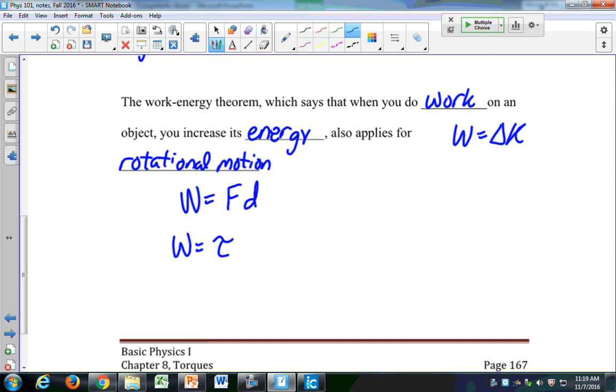Work will equal torque times the angular displacement. So if I apply a torque over a certain angle, then that will give me my work in a rotational sense. And then this work will cause a change in energy. Let's work through an example. I'll show you what I mean, how we can use this.